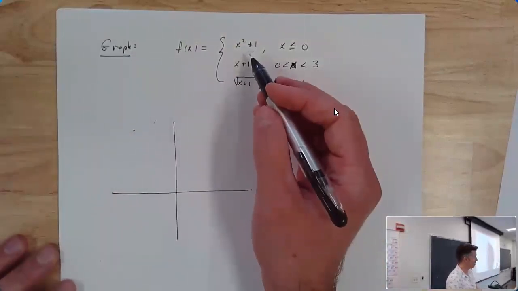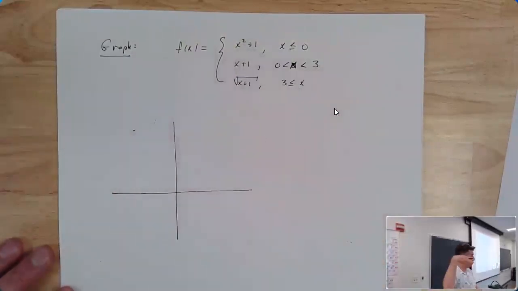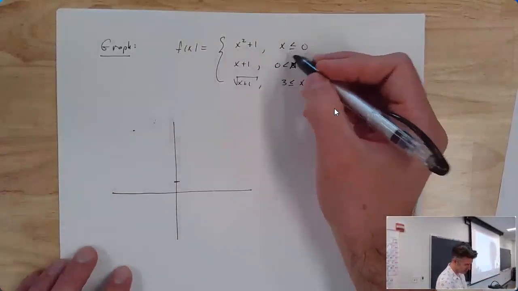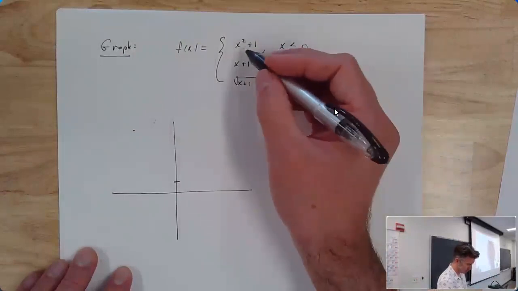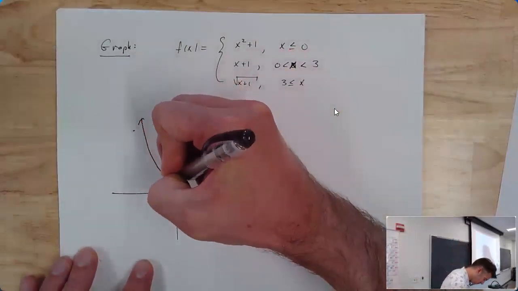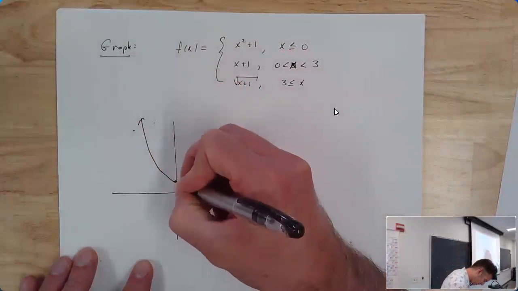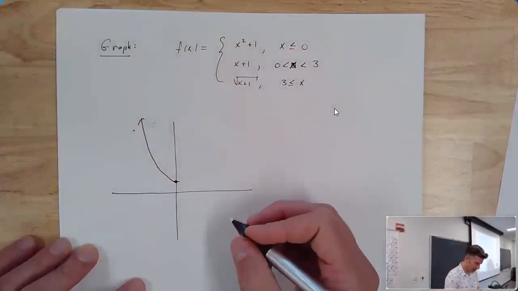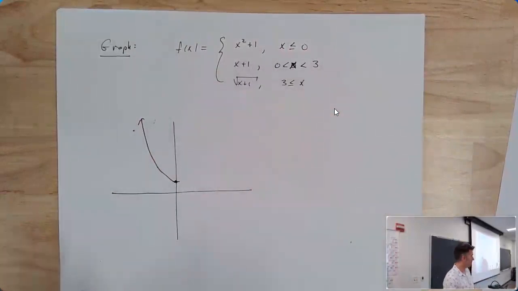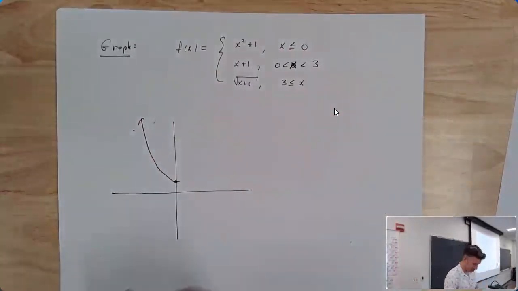X squared plus 1 is an upward opening parabola, shifted up 1. So it's going to look like that. And it does, we do get the point x equal to 0, y equal to 0 plus 1. And it looks something like this. 0, 1. And then y equals x plus 1 is a line that goes up from left to right, and it has a y-intercept also of 1.